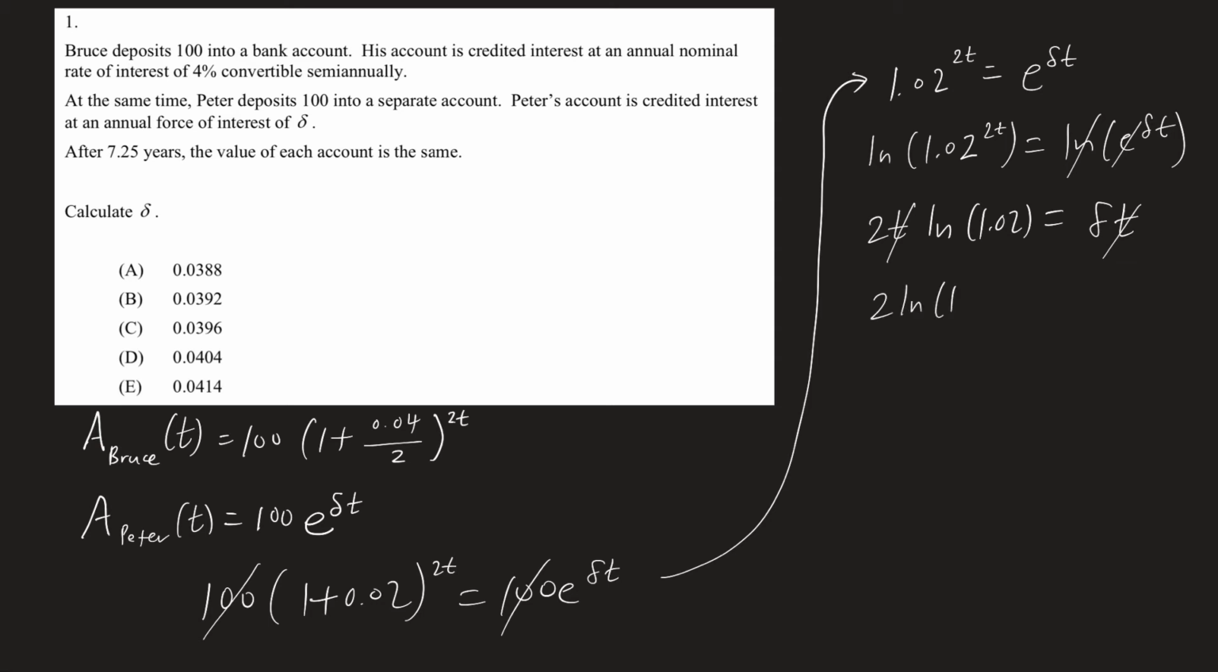So we're left with delta is equal to 2 ln 1.02, and if you plug it into your calculator, you'll get 0.0396. So the answer is C.